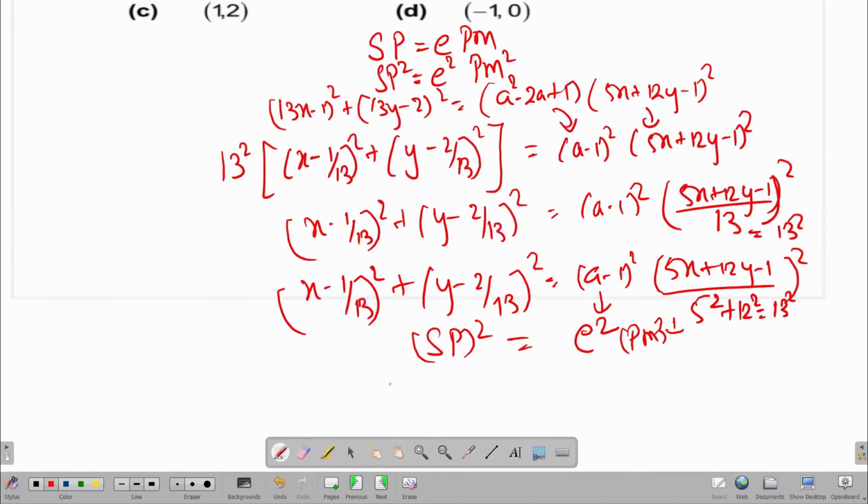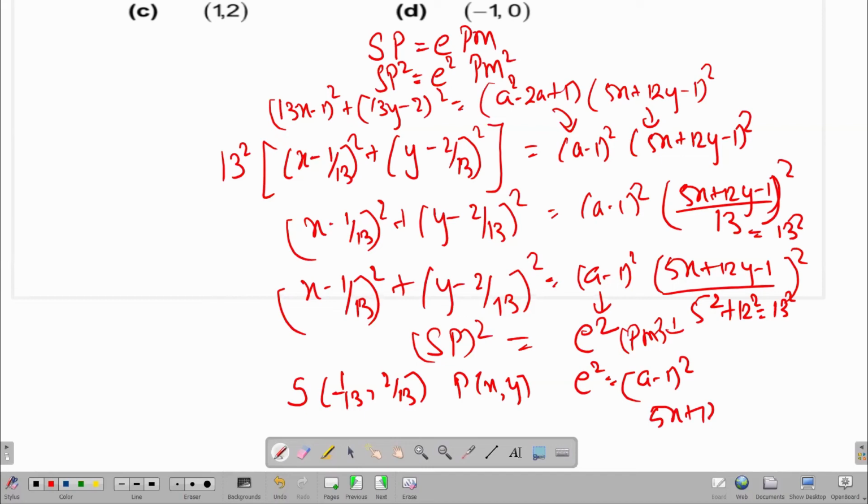This SP square is the square of the distance formula between S, which is (1/13, 2/13), and P, which is (x, y). So as we can see here, this is the whole square of the distance formula between (x, y) and (1/13, 2/13). So my E square is here (a minus 1) whole square, because this is at the place of E square.